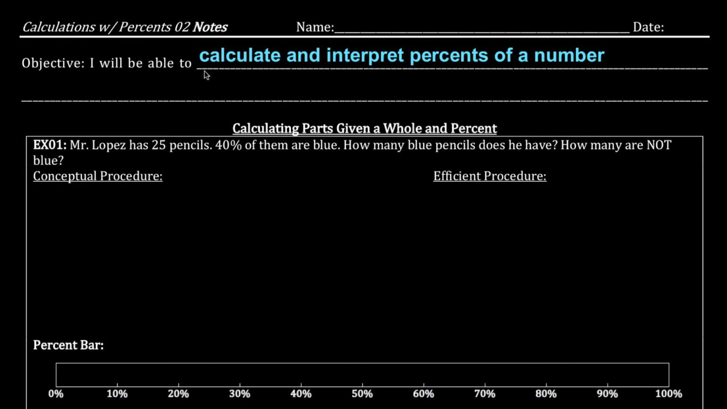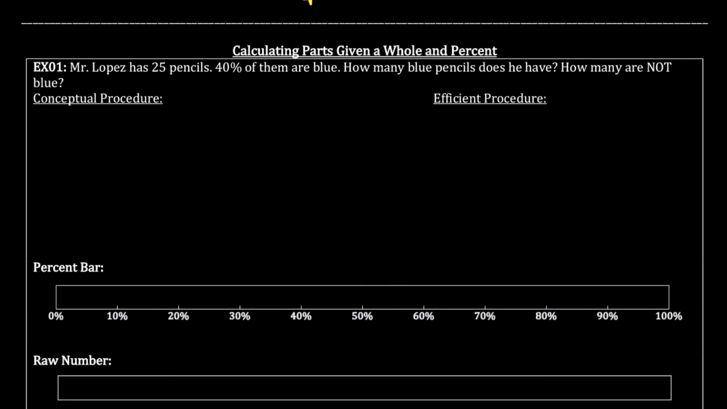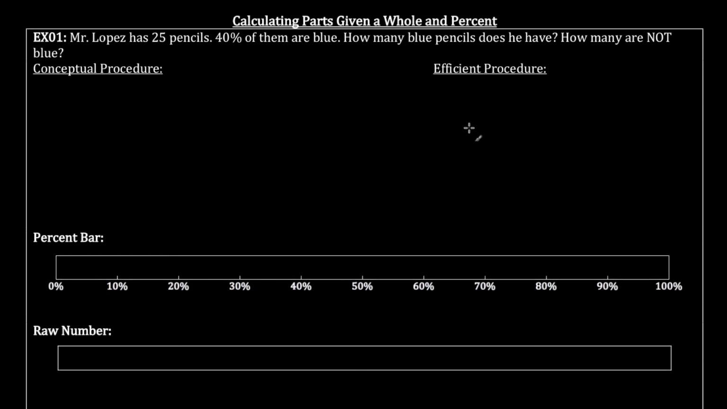In this lesson, we are going to calculate and interpret percents of a number. So example 1 reads, Mr. Lopez has 25 pencils. 40% of them are blue. How many blue pencils does he have? How many are not blue?